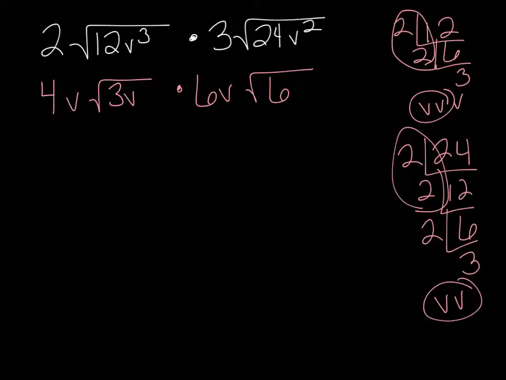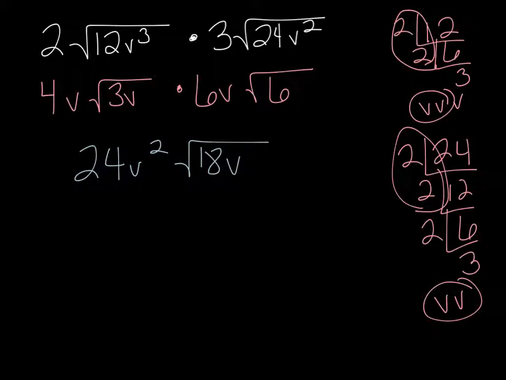Now we can multiply the outsides together. 4v times 6v is 24v squared. Multiply the inside. 3v times 6 is 18v.